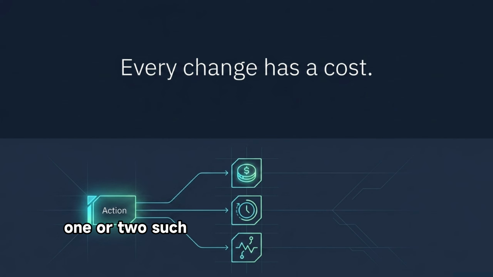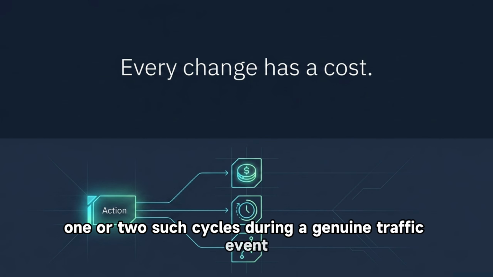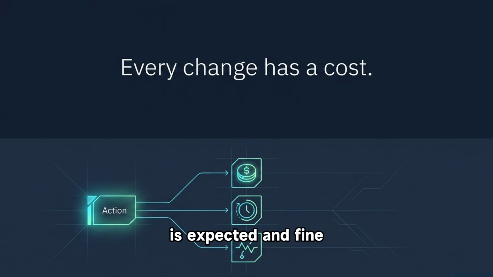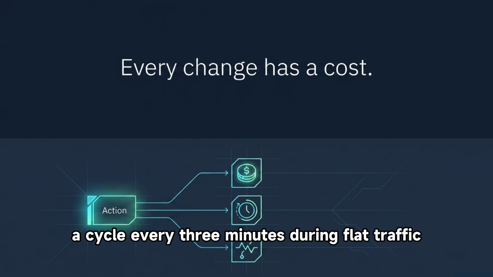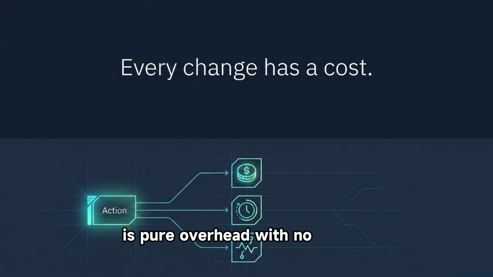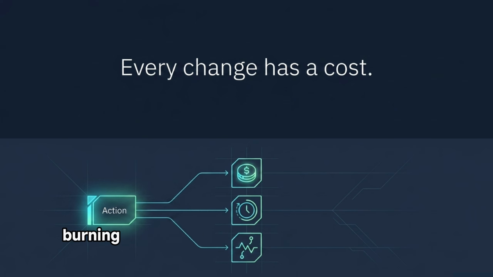1 or 2 such cycles during a genuine traffic event is expected and fine. A cycle every 3 minutes during flat traffic is pure overhead with no benefit. The system is burning energy to return continuously to a state it has already been in, over and over.